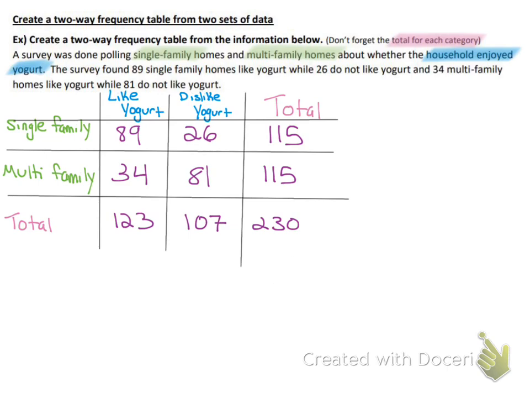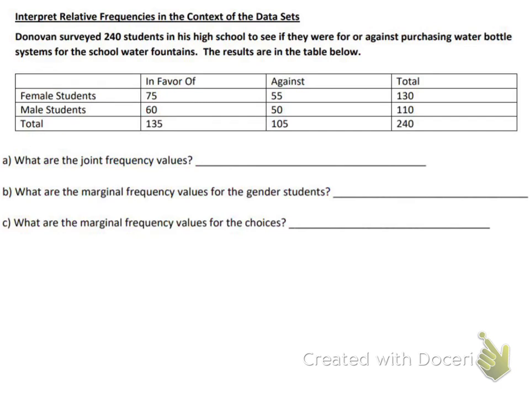So now that we know how to make a two-way frequency table, we can go ahead and begin to interpret two-way frequency tables. So we have a new problem here talking about gender of students. You can find that along the side here. Again, that's our population. And choice along the top, being in favor or against purchasing a water bottle system like we have here at Grays Lake Central.